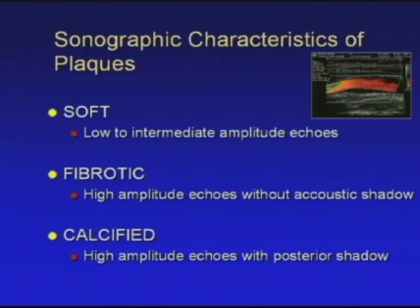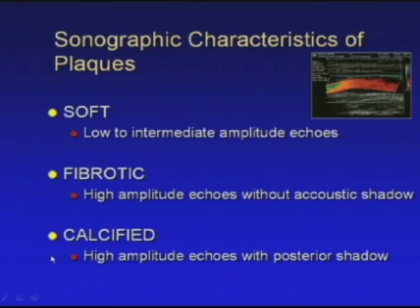Those are the sonographic characteristics of the plaques. A soft plaque looks with low to intermediate amplitude echoes. The fibrotic plaque shows high amplitude echoes without acoustic shadow, and the calcified plaque presents high amplitude echoes with posterior shadow. This is very important because we can make the differentiation between these two kinds of plaques. And this is important because the embologenic potential of the fibrotic plaques is different from the calcified plaques.